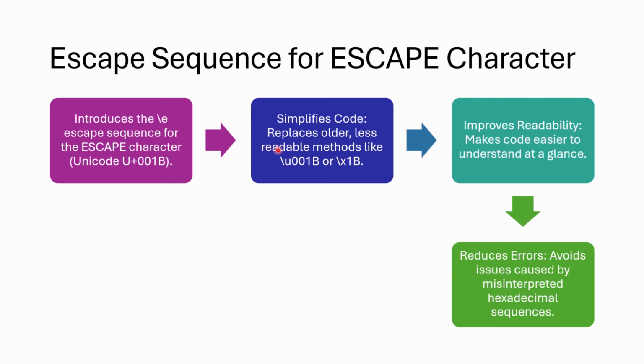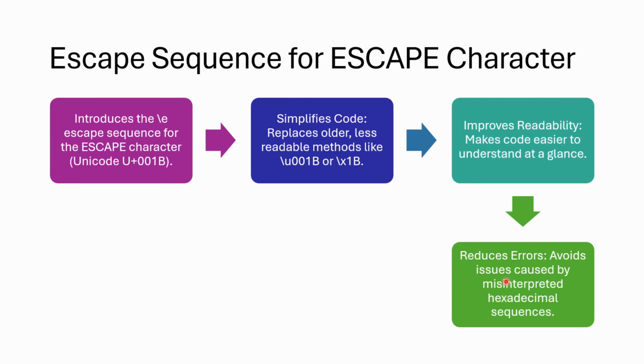Why are these changes important? Let's break it down. First, it simplifies the code, eliminating the need for complex and less readable sequences. Second, it improves readability, making your code easier to understand. And finally, it reduces errors, especially those caused by misinterpreting hexadecimal sequences. Let's jump to Visual Studio.